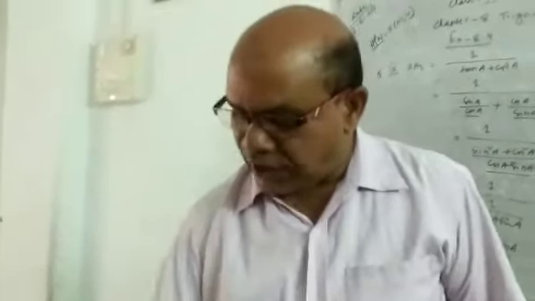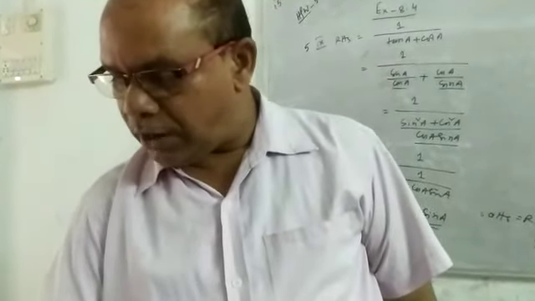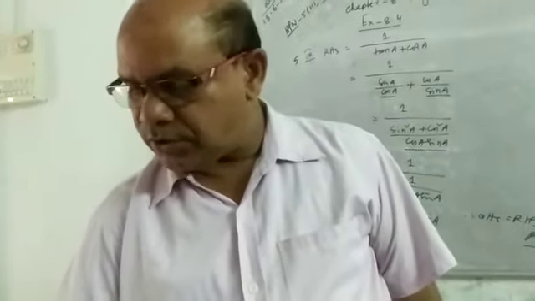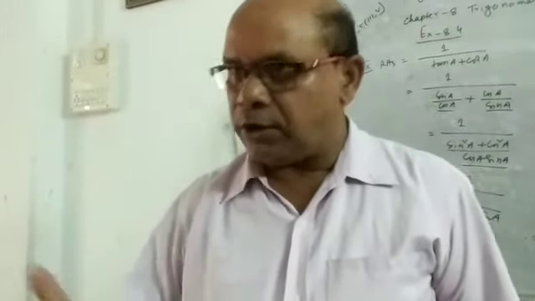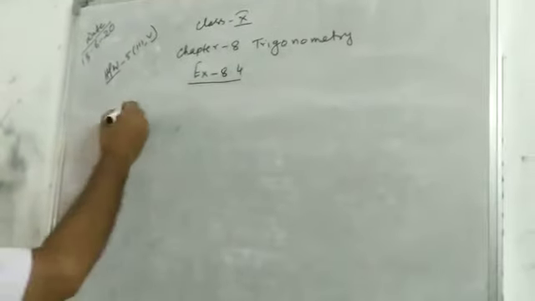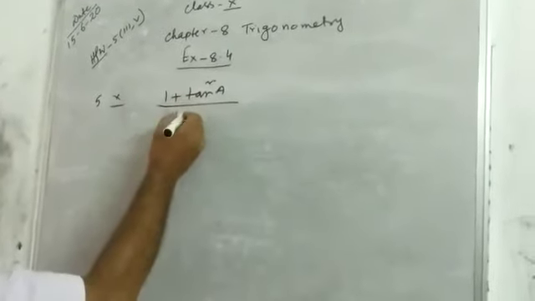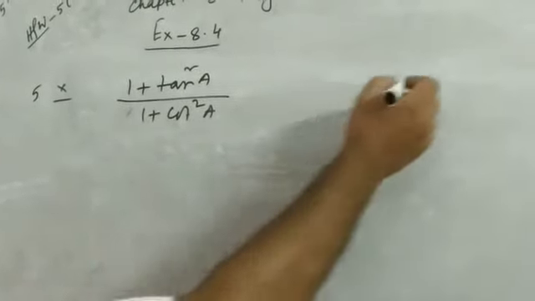First part: 1 plus tan square A divided by 1 plus cot square A equal to, we have to prove tan square. Middle term: 1 minus tan A by 1 minus cot A whole square, also we have to prove tan square. So first part I will show, second part you will try. Okay, start question number 10. So first part 1 plus tan square A by 1 plus cot square A, and this is equal to, we have to prove tan square A.